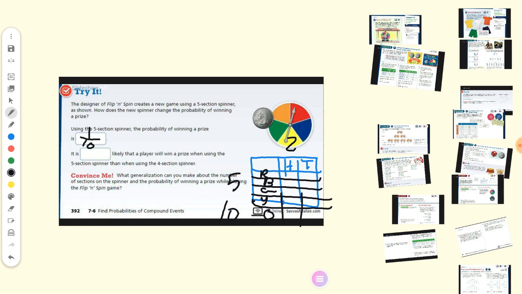Let's think about this blank. It's blank likely that a player will win a prize when using the 5-section spinner than using the 4-section spinner. It's less likely, because the probability of using the 4-section spinner is 1/8, but here it's 1/10. Actually 1/10 is smaller than 1/8, so the probability of using the 4-section spinner is better than the probability of using the 5-section spinner.